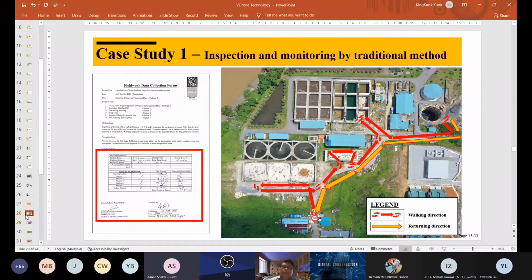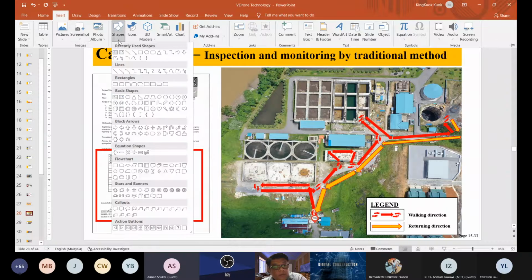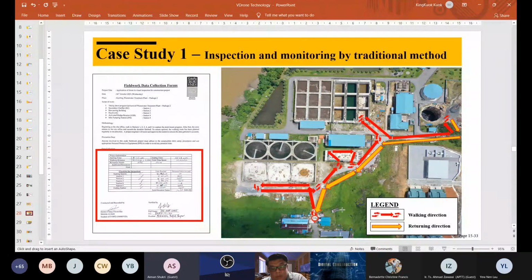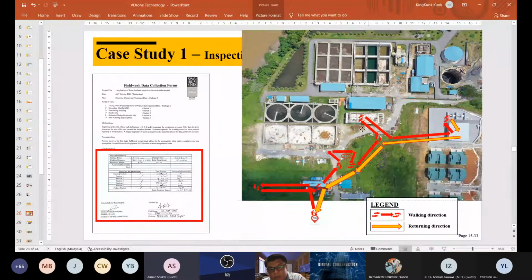Results. So for case study number 1, the site that we are going to monitor is the Kuching Centralized Wastewater Treatment Plant number 1. We have a few sites, a few locations that we are going to monitor. The first site is here. Location number 1, location number 2, location number 3.